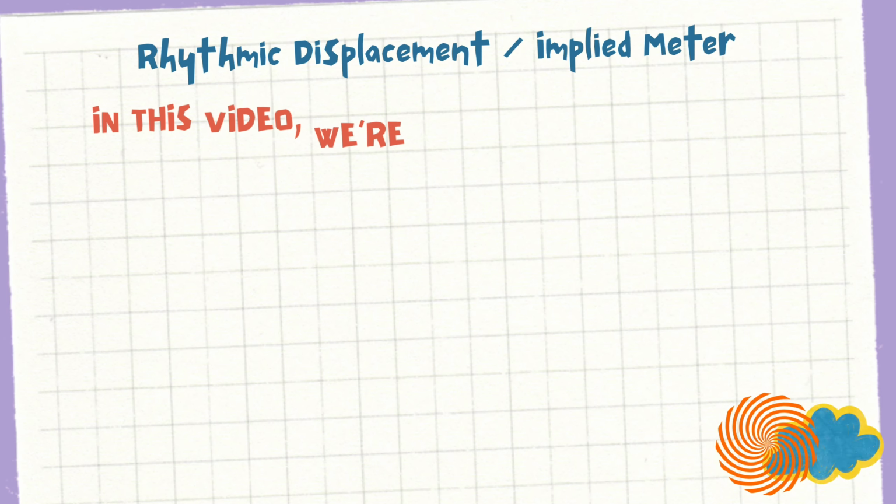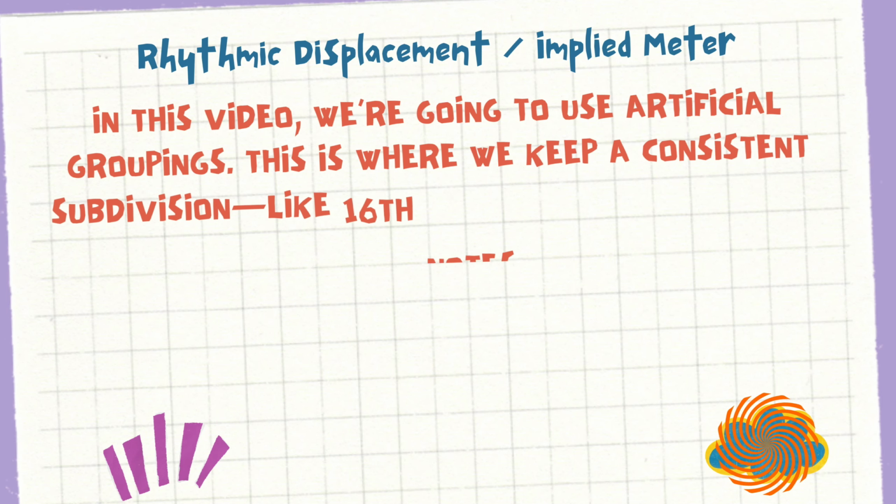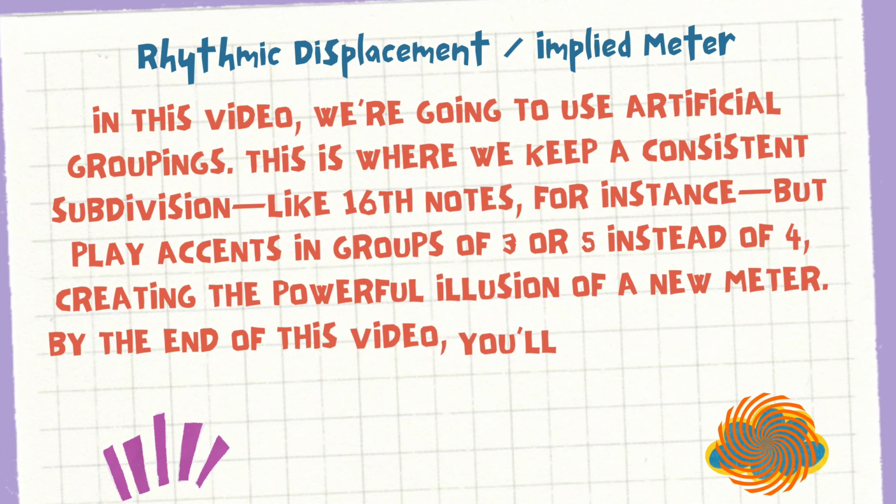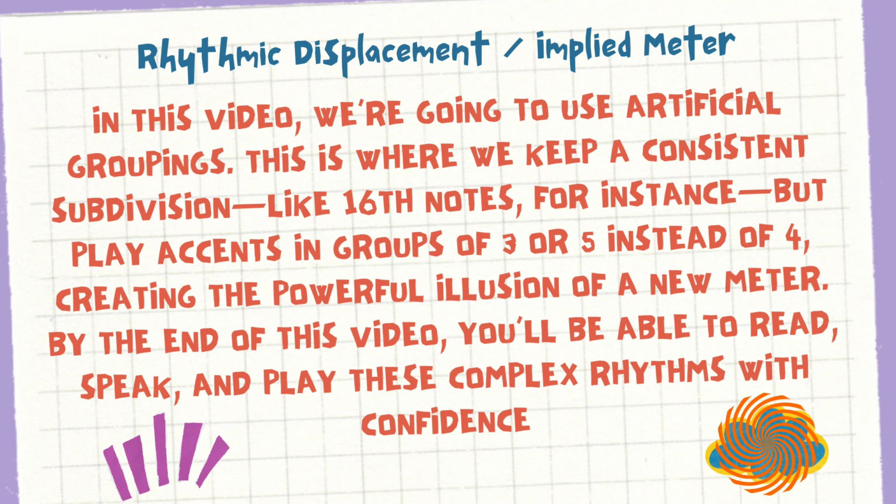In this video, we're going to use artificial groupings. This is where we keep a consistent subdivision, like 16th notes for instance, but play accents in groups of 3 or 5 instead of 4, creating the powerful illusion of a new meter.